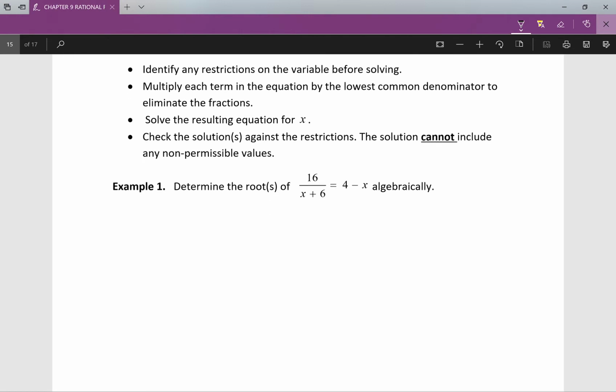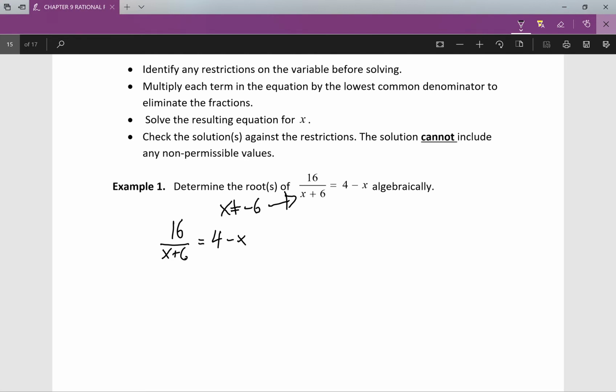So let's start off. Algebraically determine the roots of 16 over x plus 6 equals 4 minus x. The first thing that we notice right here is my NPV is x cannot equal negative 6. So I have to watch out for that if I get that in the answer. I go 16 all over x plus 6 equals 4 minus x.